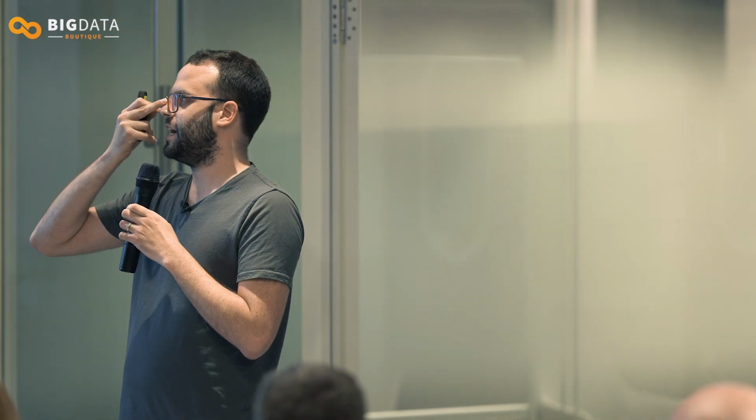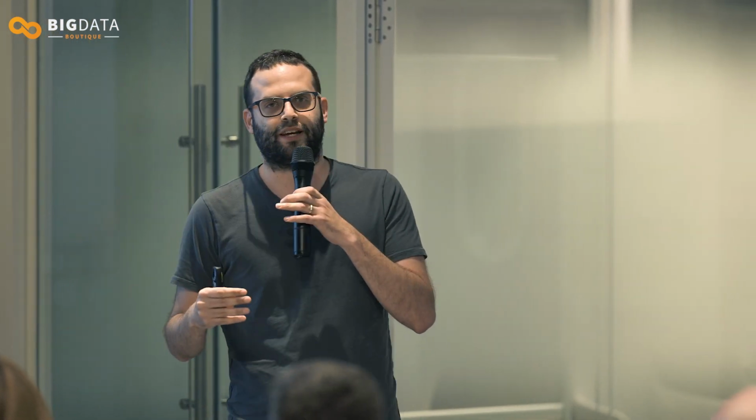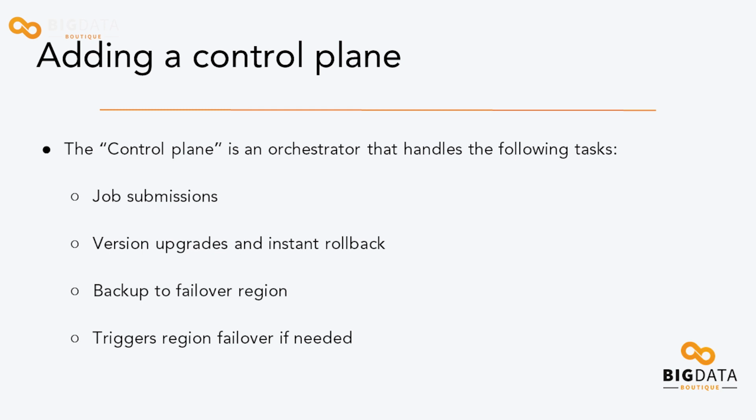So we basically had to create our own orchestrator, really, some extension of the control plane that handles job submissions, handles the version upgrade in a kind of awkward way, backs up the state to a failover region in case we need to redeploy the job, and knows how to trigger the region failover if needed.